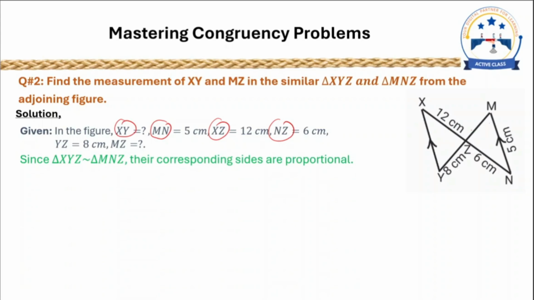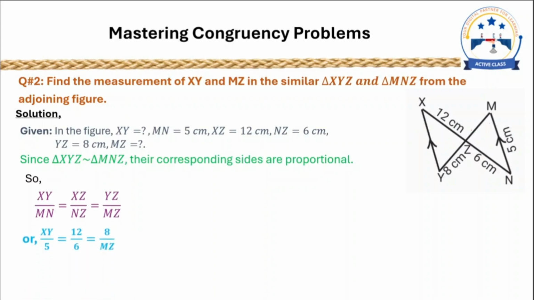Since triangles XYG and MNG are similar, their corresponding sides are proportional. Means the ratios of corresponding sides are equal. Let's replace the values. Here we are given MN 5 cm, XG 12 cm, NG 6 cm, and YG 8 cm. But XY and MG we have to calculate.